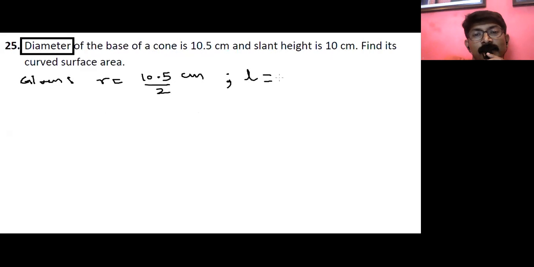Slant height, that is L, is 10 centimeter. Student, please write it down. You have to write slant height and then next to it, in bracket, write L. Remember that in the examination.